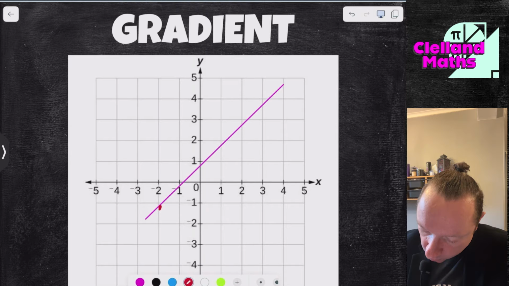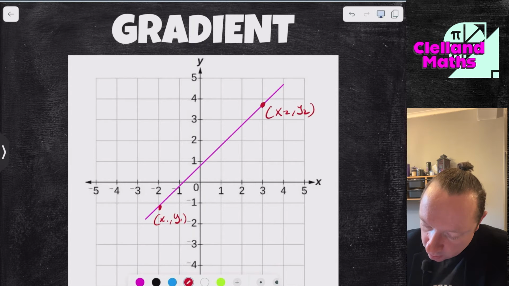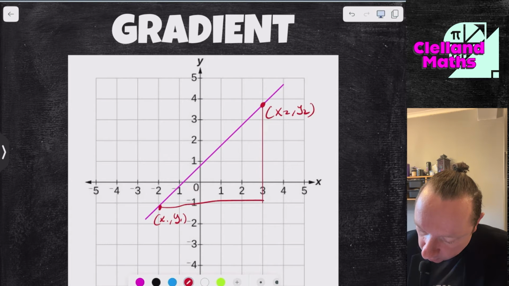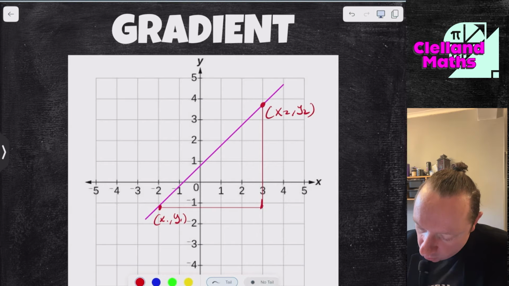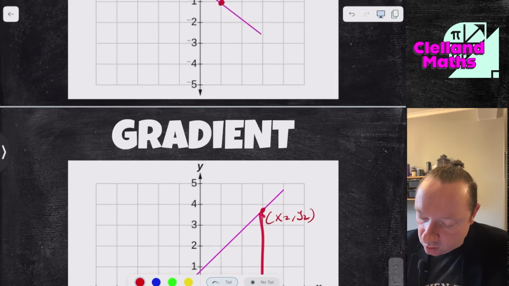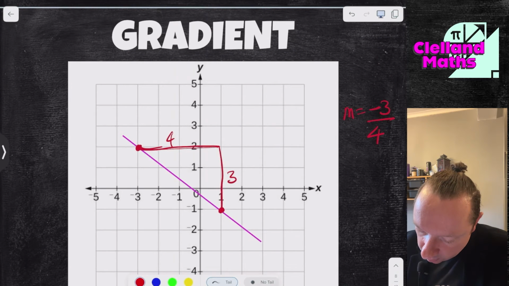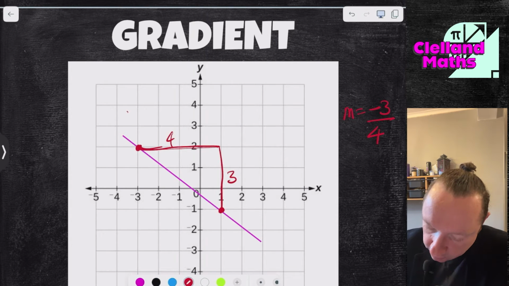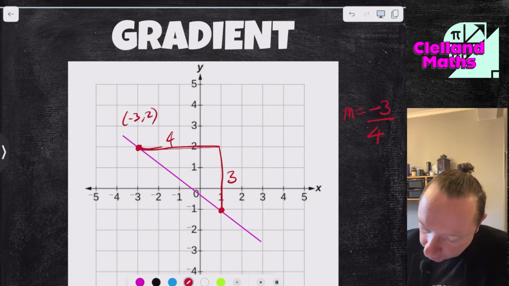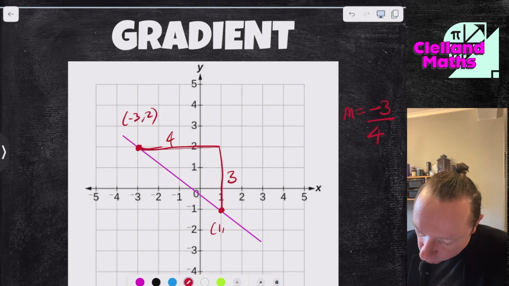So I'm going to call this point x1 and y1. And I'm going to call this point up here x2 and y2. And we can work out this distance here and here. And the question becomes, how long is this and how long is that? So let's go back to here. We know this coordinate is minus 3, 2. Let me just write that, minus 3 and 2. And this coordinate is 1, minus 1.